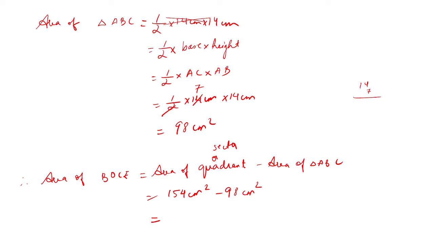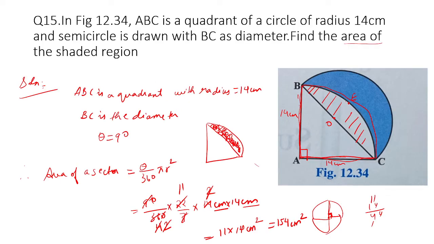Let me just make use of a calculator to be sure whether my calculation is correct or not, to verify. So this is going to be 56 centimeter square. That means it's the area of this. Okay, this is the area.